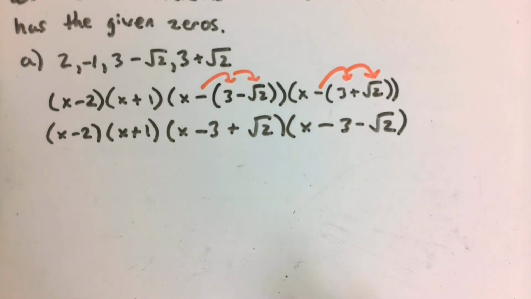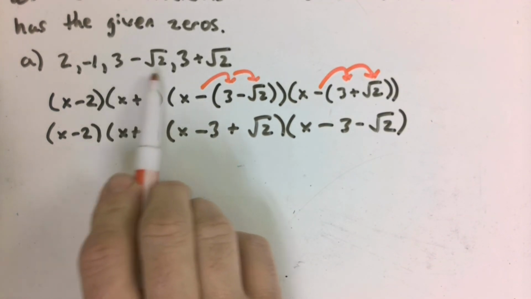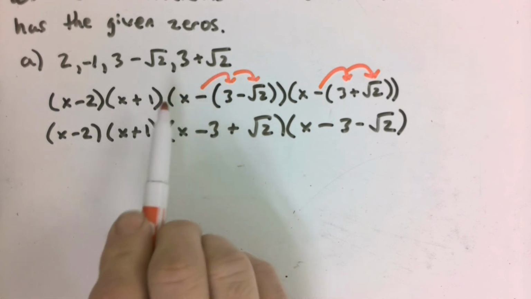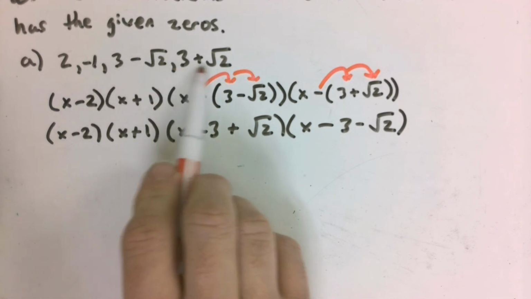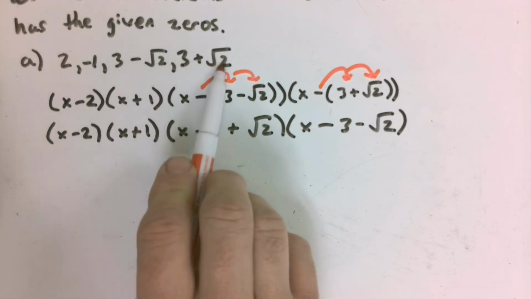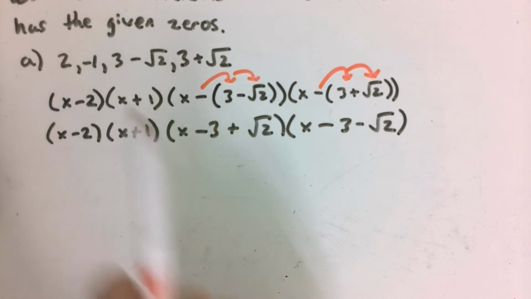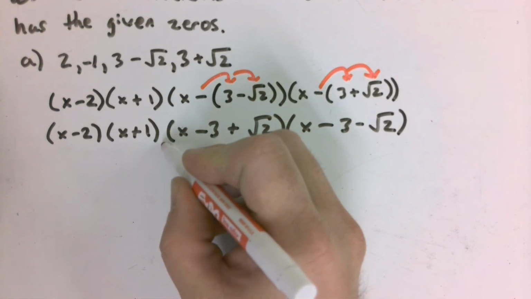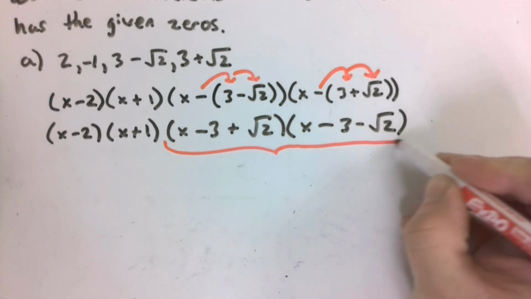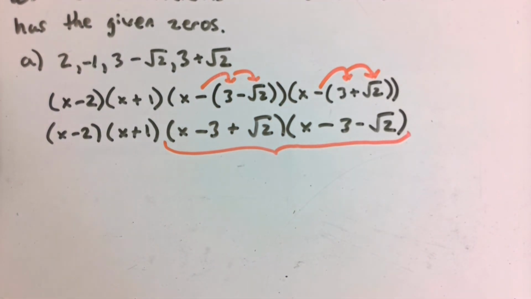I will give you a hint, though. When you have conjugates, so if you look at these last two zeros, they both start with a 3, they both end with a square root of 2, but the sign is different in between. When you have that pattern, those will get things to cancel out if you multiply them. And I would like things to cancel out sooner than later. So I'm going to multiply those together first.